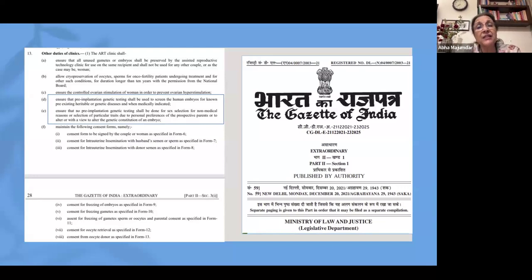If there is a medical reason that all the boys are being affected and the girl is safe, there also they don't tell us the sex, they just say this is affected, this is not affected. We have to understand that, since they are saying it is not affected, it has to be a girl and not a boy. And we cannot do PGT-A for non-medical reasons or selection of particular traits due to personal preferences of the prospective parents, or to alter the genetic constitution of an embryo. All that which is said as designer babies cannot be done.